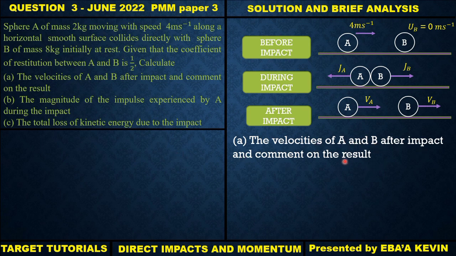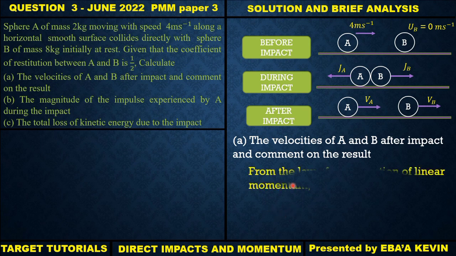So to get the velocities of A and B after impact, we have to take note of 2 important principles in these questions involving direct impact and momentum. The first is the law of conservation of linear momentum, and the second is Newton's law of restitution. Once you know those 2 laws, you can form 2 equations: one from the law of conservation of linear momentum, and the other from Newton's law of restitution. At the end, we simply solve those 2 equations simultaneously.